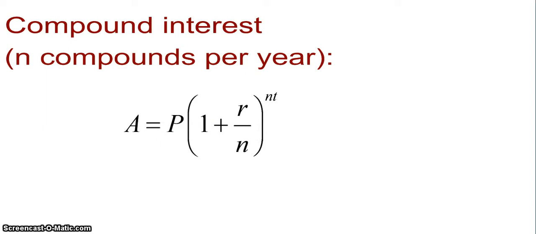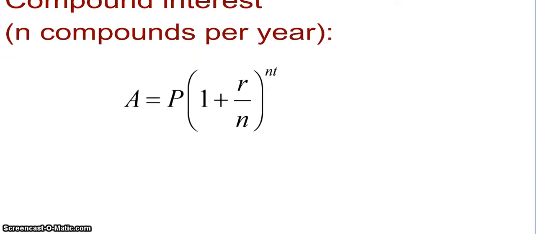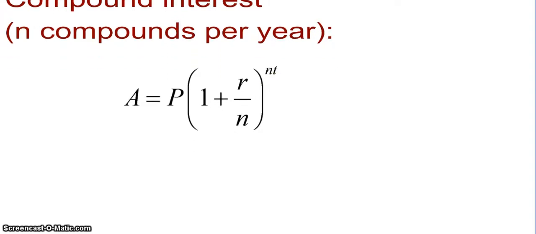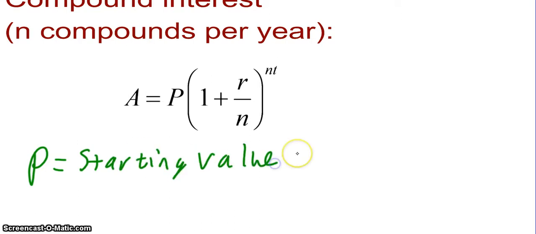So compound interest with n compounds per year is A equals P times the quantity 1 plus r over n, to the nt. Okay, great. What does all of this mean? So let's start with P. P is going to be what we call the principal value. An easy way to think of that is the starting value. So if you're investing money, how much are you investing?